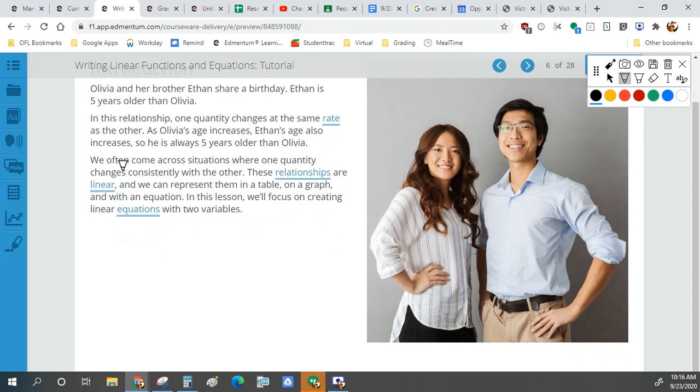We often come across situations where one quantity changes consistently. These relationships are linear. Linear meaning that it's the same rate over and over. That's what it means by linear. It's always going to be the same slope. Brianna's brother is always going to sell cats for $30.